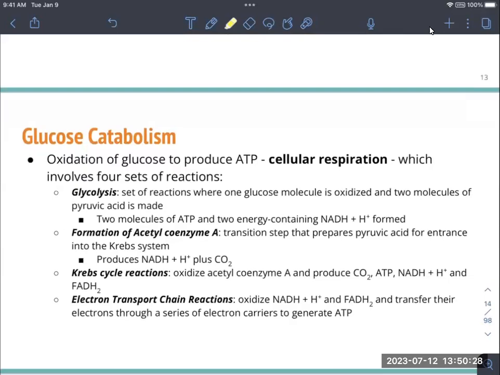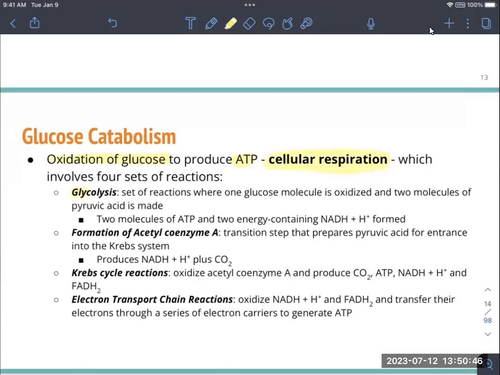So glucose catabolism: we first start with the oxidation of glucose. So we're forming ATP with cellular respiration, which should have been mentioned in the skeletal muscle chapter.